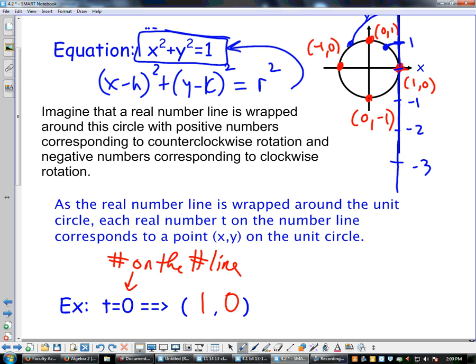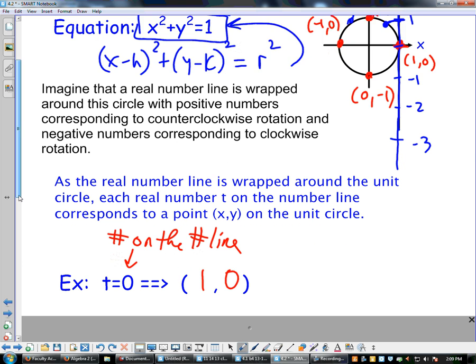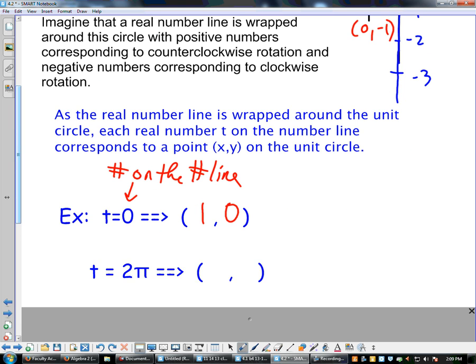All right. What about 2 pi? Where's 2 pi going to wrap around to?